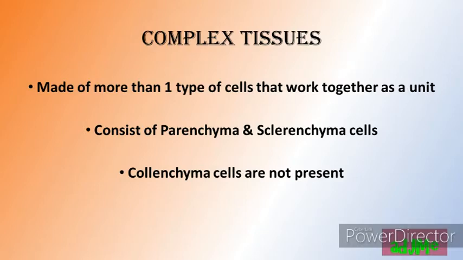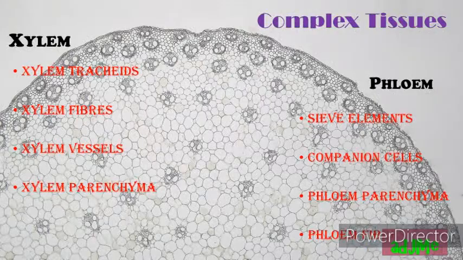These complex tissues consist of parenchyma and sclerenchyma cells, but collenchyma cells are absent in complex tissues. Then with regard to complex tissues, just now I said there are two types of complex tissues: xylem and phloem. In the last period we learned simple tissues which include parenchyma, collenchyma and sclerenchyma. Whereas in complex tissues, two types are important, xylem and phloem. We call these tissues vascular tissues.